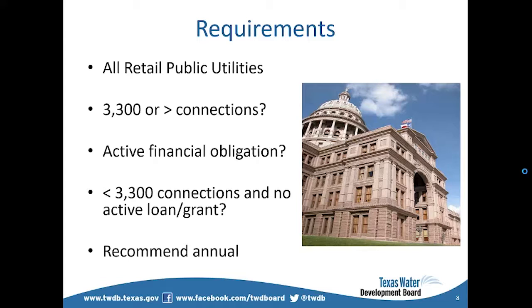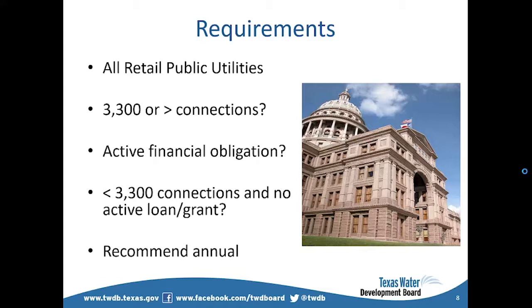So the ones that have over 3,300 connections are going to be required every year to do a water loss audit. Those are due by May 1st of every year. And those that have an active financial obligation are also required to submit every year by May 1st. Now, for those that have an active financial obligation only with us, the question that I usually ask systems during my workshops is, what happens whenever you pay off that loan or grant?